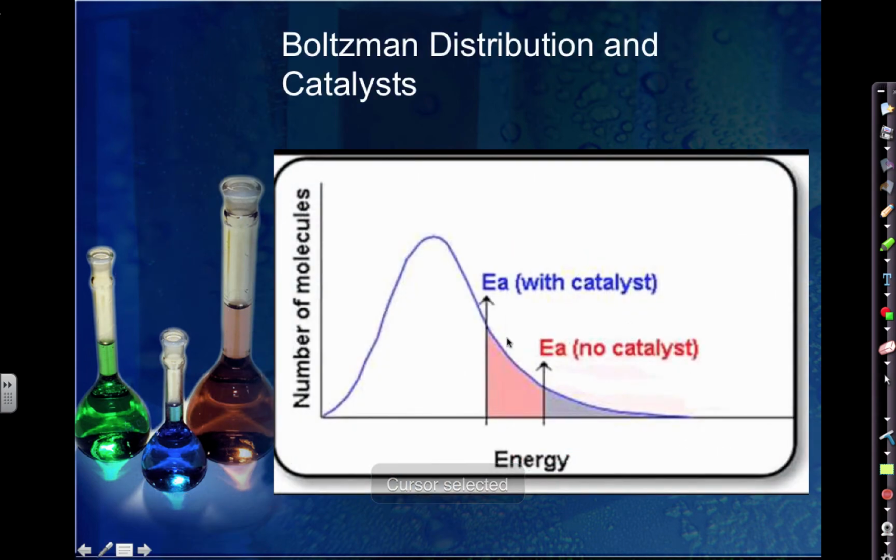All right, so basically, if you add a catalyst, this is what happens. Without the catalyst, maybe you have this many molecules right here that have the minimum amount of energy. But with a catalyst, you lower the amount of energy necessary, so you increase the amount of molecules that have that energy, and the reaction happens quicker.